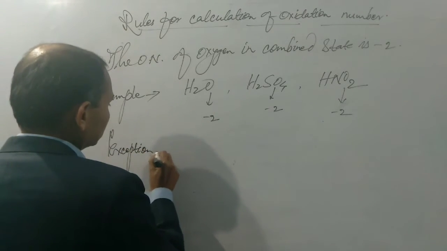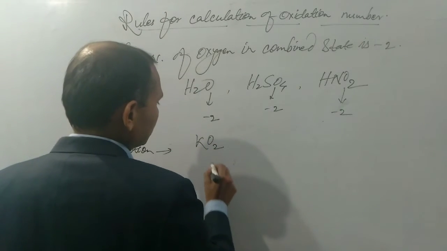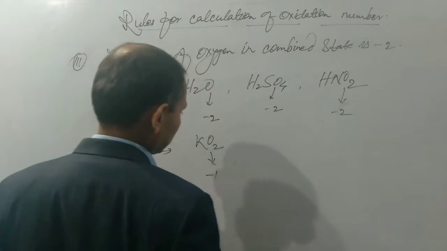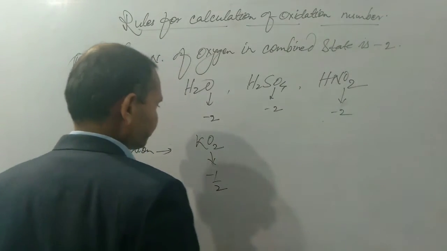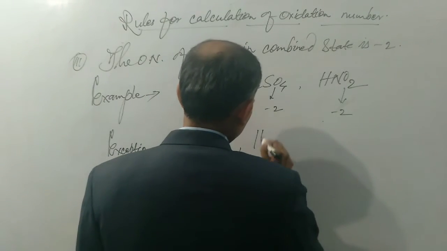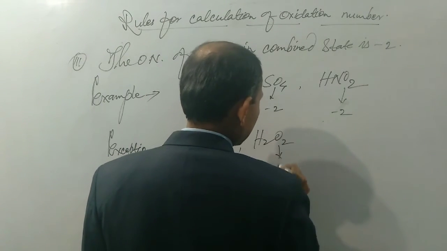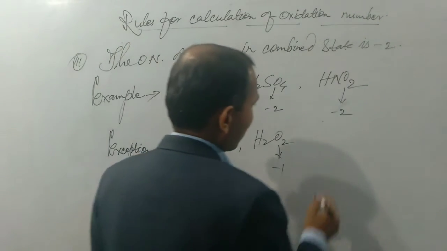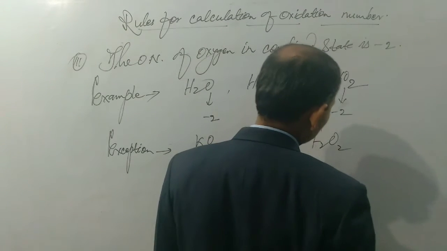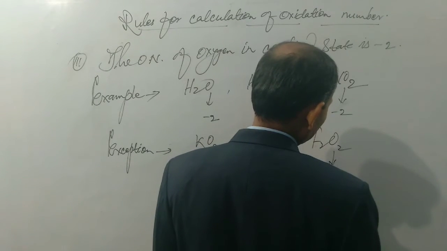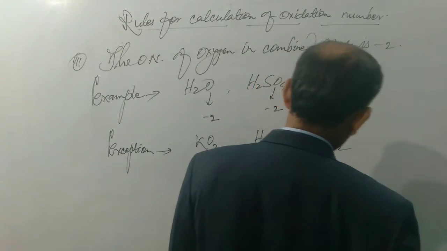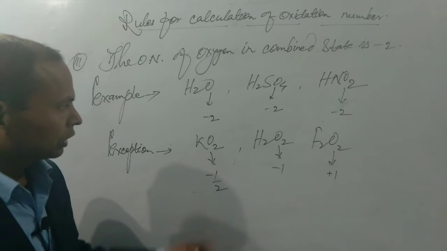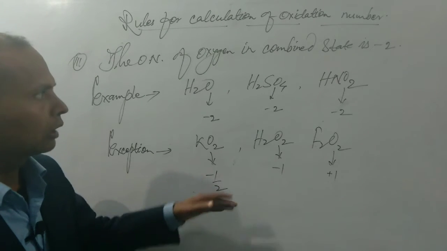Exception. This is the formula of potassium superoxide in which the oxidation state of oxygen is -1/2 unit. H2O2, this is the hydrogen peroxide in which the oxidation state of oxygen is -1 unit. F2O2, the oxidation state of oxygen is +1. These are some of the exceptions in which the oxidation state of oxygen will be different from such rules.